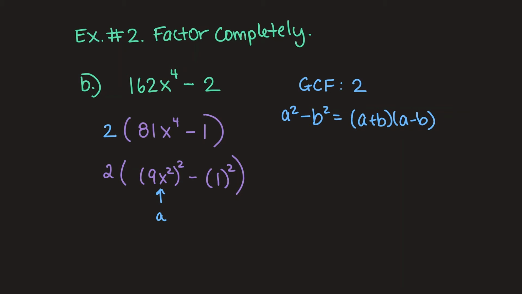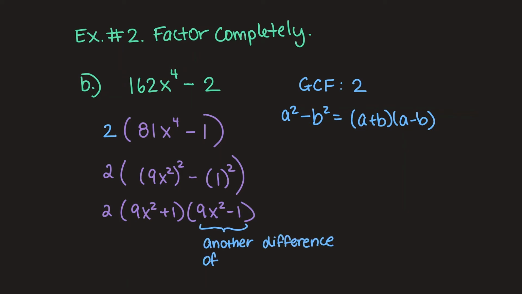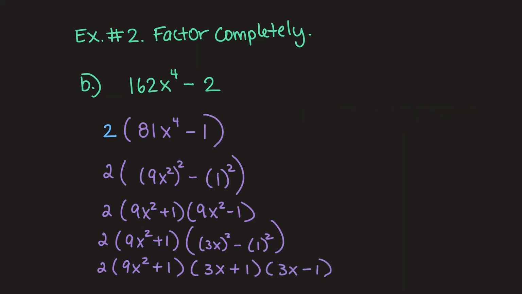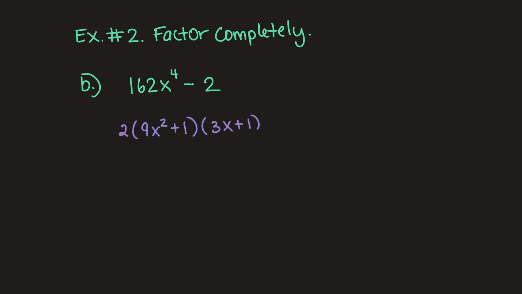So a is 9x squared and b is 1, and this will factor to 9x squared plus 1 times 9x squared minus 1. And we are actually not done yet because we have another difference of two squares here, since we can rewrite this as 3x quantity squared minus 1 squared. So a will be 3x and b will be 1, and this factors to 3x plus 1 times 3x minus 1. And now, since we cannot factor any of these four factors any further, this will be our factored form of the polynomial.